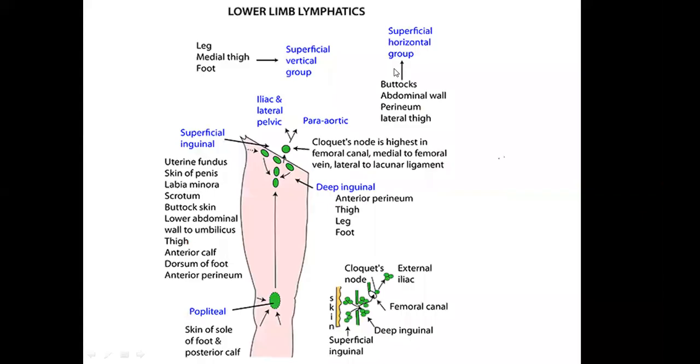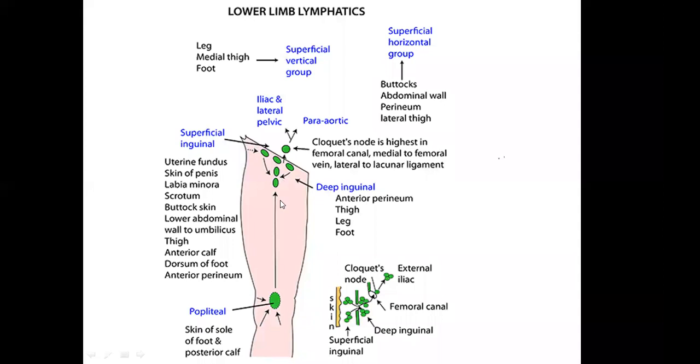If you can see, these are the superficial inguinal lymph nodes, and these are the deep inguinal lymph nodes. In the superficial, you can see the horizontal arrangement as well as the vertical arrangement.